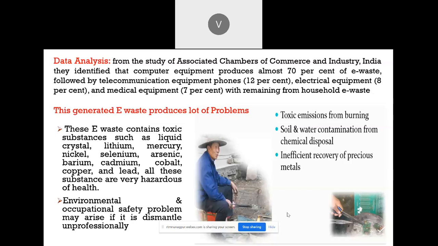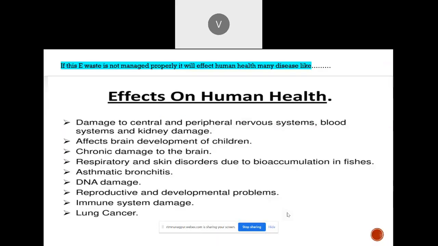Here in this picture, we can observe that a person is burning a PCB for the extraction of metal from it. But due to this unprofessional practice, the toxic gases are emitted directly into the environment. And after extraction of the metal, if it is thrown in water or soil, it may contaminate the water or soil. And most importantly, if this unprofessional extraction technique is adopted, then precious metals like gold, platinum, silver are not recovered properly from this e-waste.